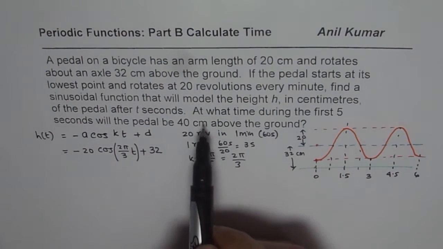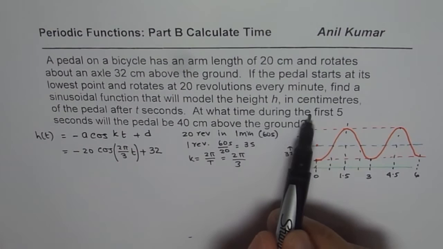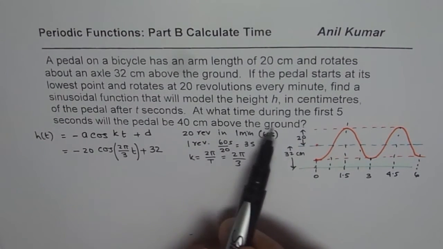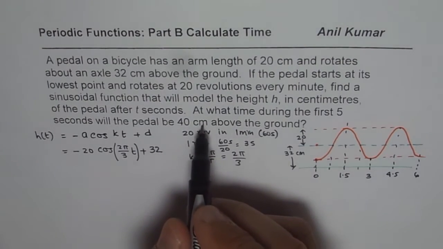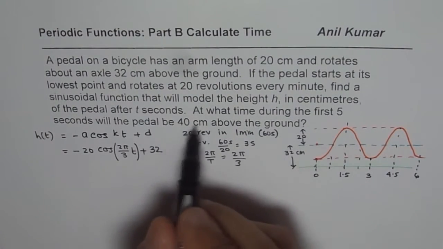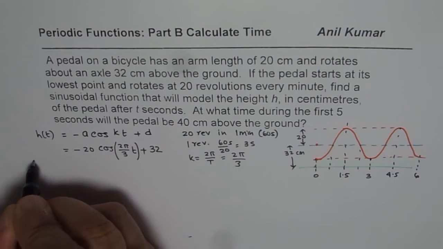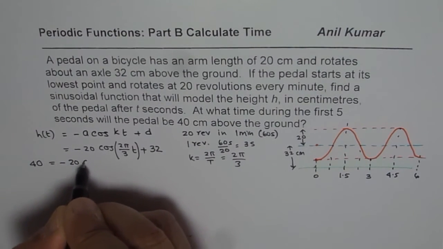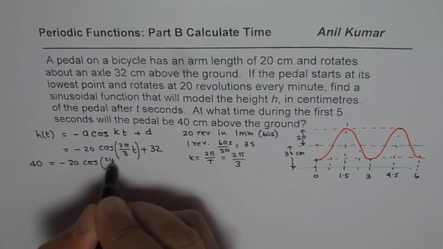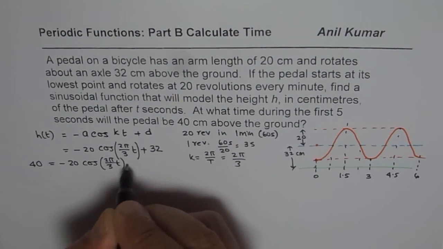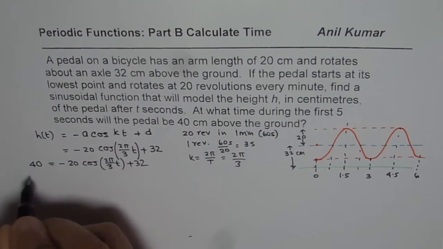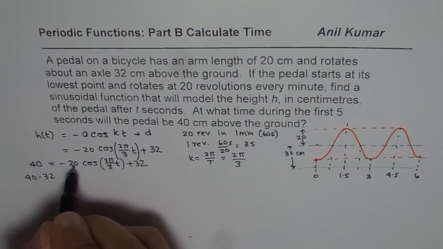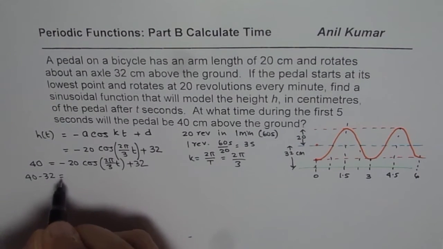Now we will concentrate on at what time during the first 5 seconds will the pedal be 40 centimeters above the ground. Let's see how to solve this. So we'll say height is 40 centimeters. So I'm writing height as 40 centimeters equals minus 20 cos of 2 pi by 3 t plus 32. So let's take 32 on this side, becomes 40 minus 32. And then we'll divide by minus 20. So we'll divide in the next step.